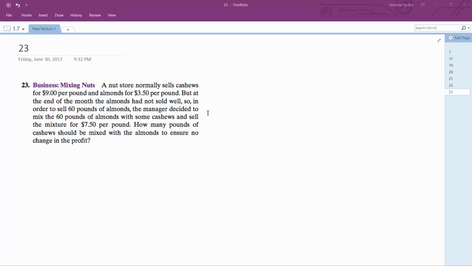So what we're doing here is a store owner wants to, due to a scenario, mix cashews with almonds. So totally, what we're gonna do here is we'll just set some amount to 60 pounds. So we know we're gonna sell 60 pounds of almonds, so it's gonna be X plus 60, is equal to $7.50.